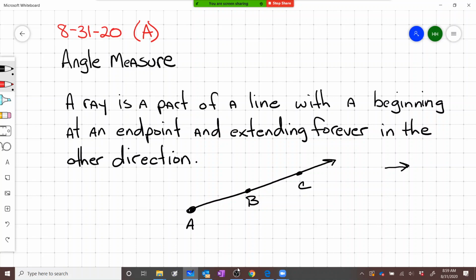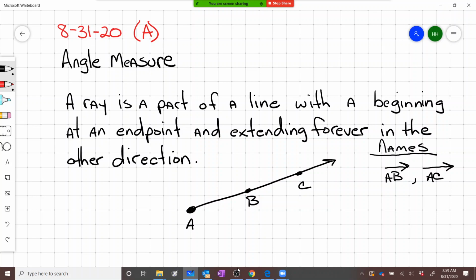When you're naming a ray, you always start with the letter that represents the endpoint of the ray. A ray begins at its endpoint. Okay? So if we were to name this ray, we would name it ray AB. We could also name it ray AC.